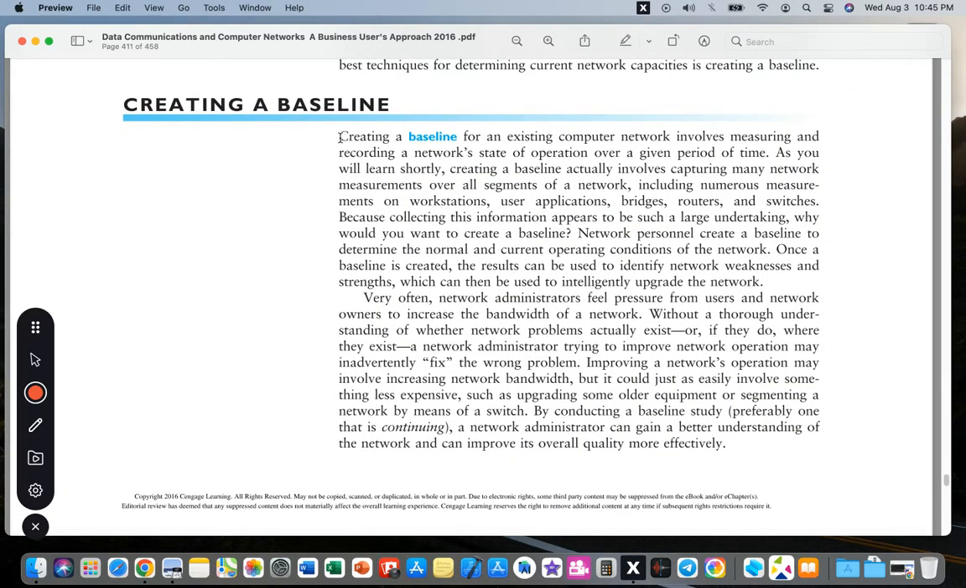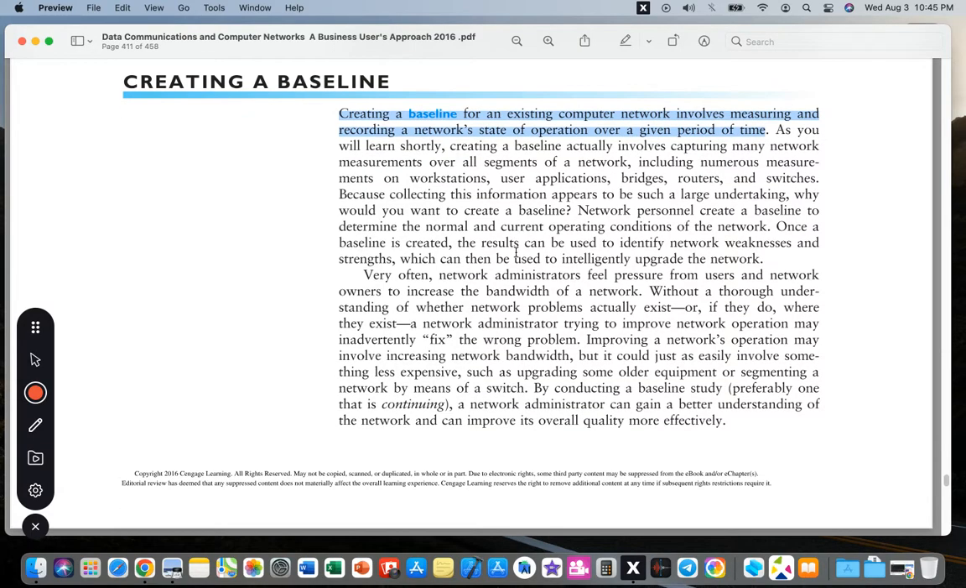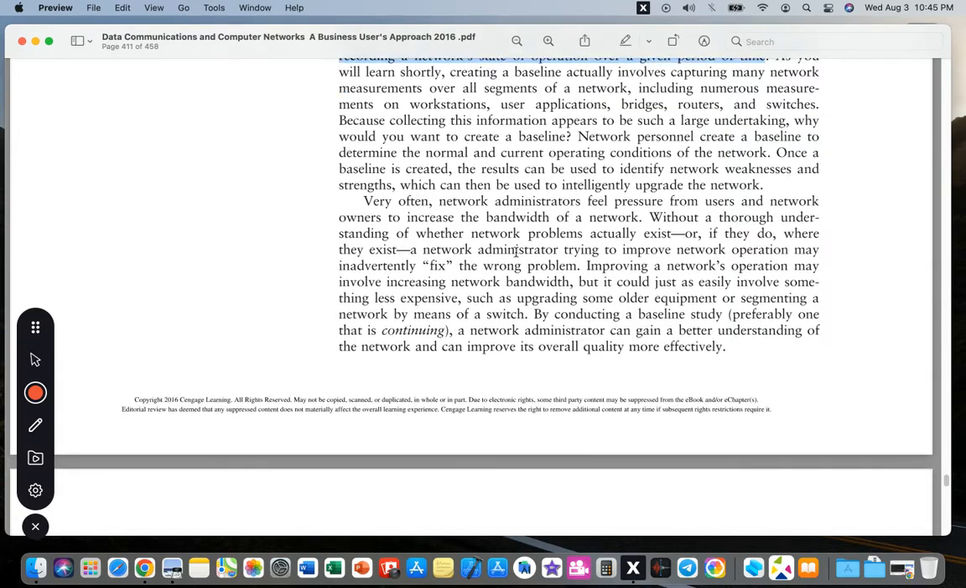Creating a baseline for an existing computer network involves measuring and recording the network's state of operation over a given period of time. Baseline.